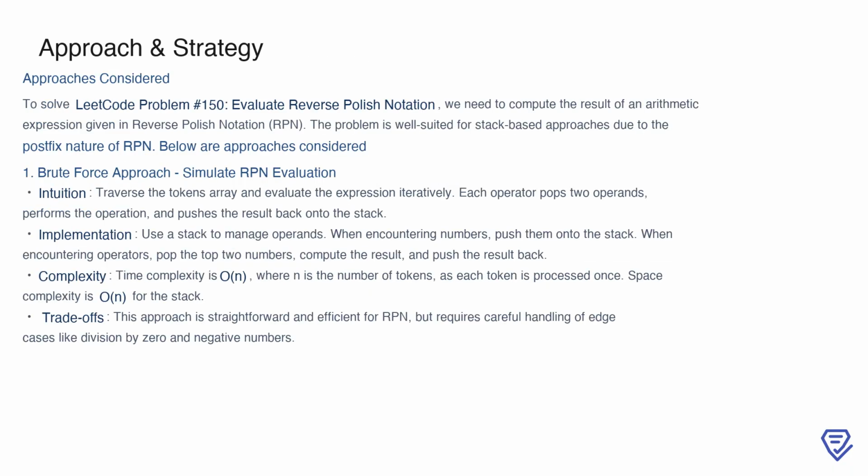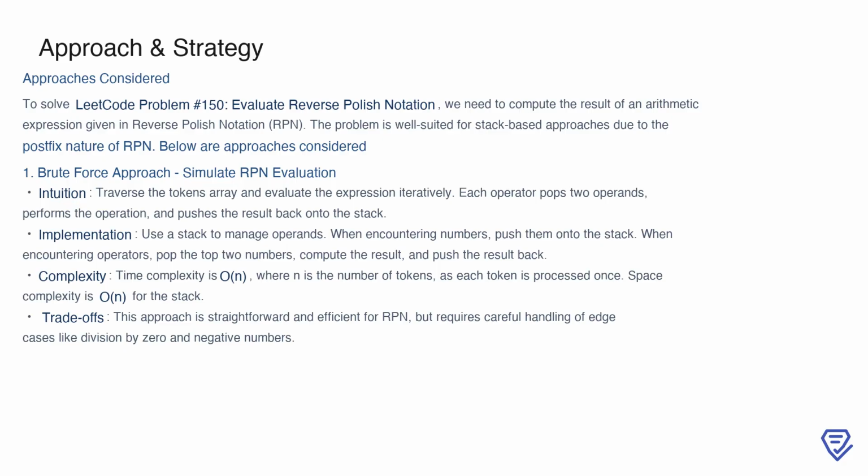To solve LeetCode problem number 150, our goal is to evaluate an arithmetic expression given in reverse Polish notation, or RPN. The structure of RPN makes it well suited for a stack-based approach, as the postfix nature allows operators to act directly on the most recent operands.